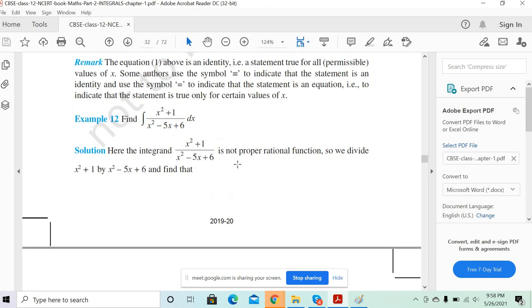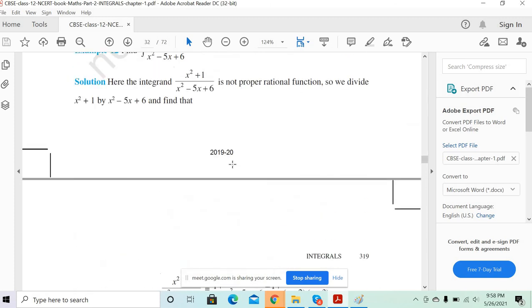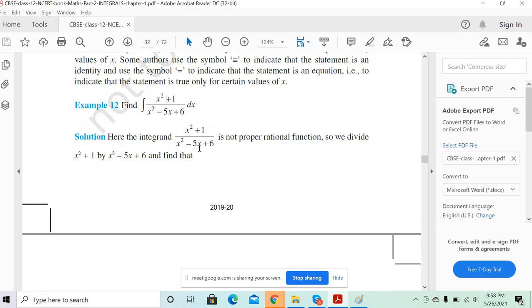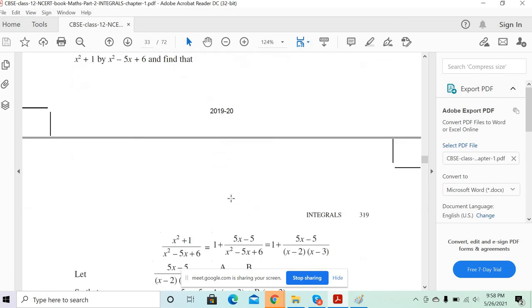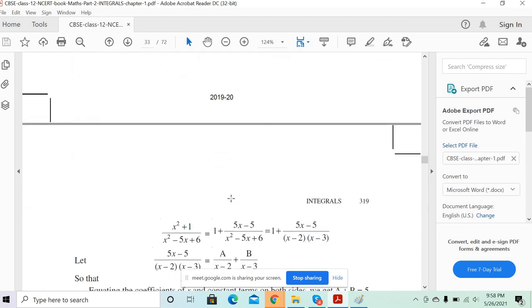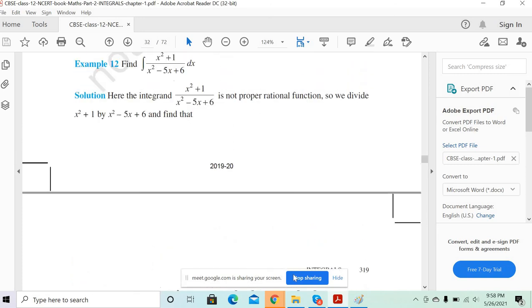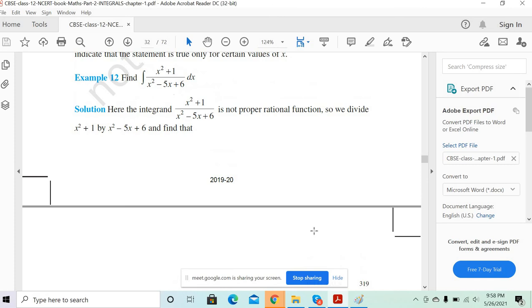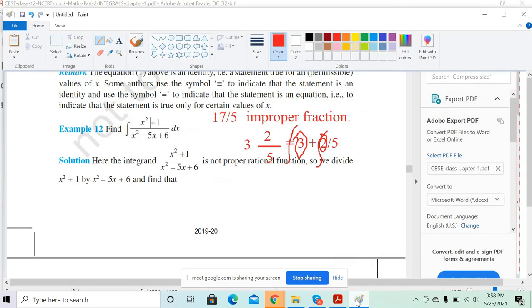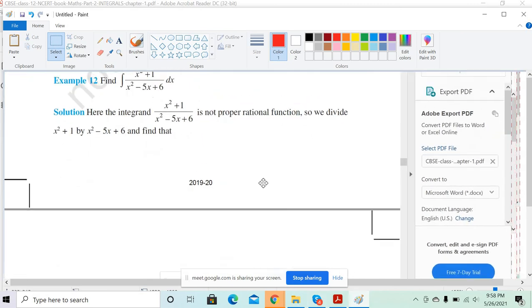Just do the long division method and see whether the quotient is coming 1 or not, and what remainder is coming. Not sure I remember long division. Okay, no problem. We'll do it together here. Let's do the long division method so you'll remember this part.